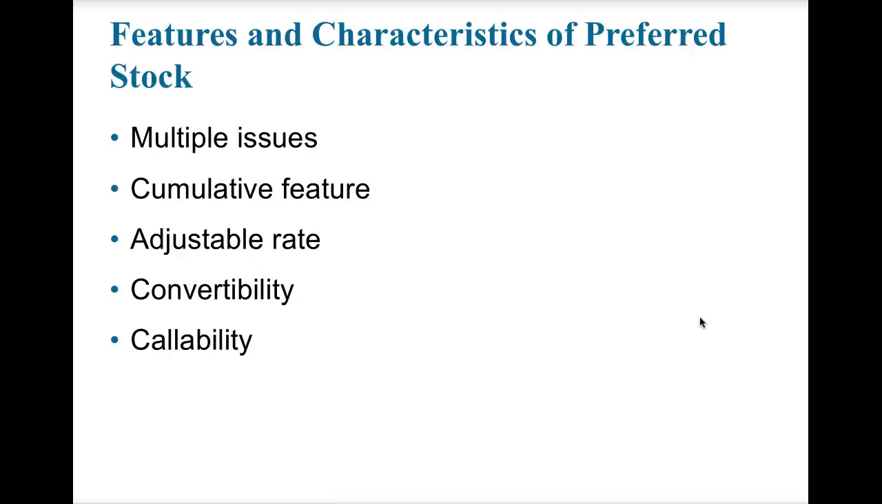Now, preferred stock does have a number of features, multiple issues. A firm can issue more than one series of preferred stock, so it can issue multiple groupings of preferred stock over time. Preferred stock carries a cumulative feature, which requires that any unpaid preferred stock dividends accrue, and they're going to be paid out at a future date. So if they miss a payment or just can't afford to make the preferred stock payment, it's going to accumulate, and these have to be paid before any common stock dividends get paid.